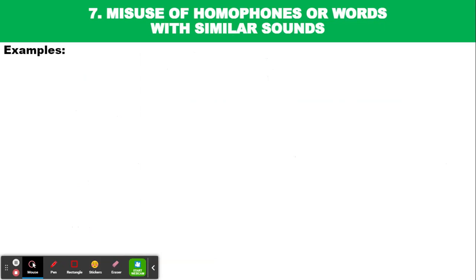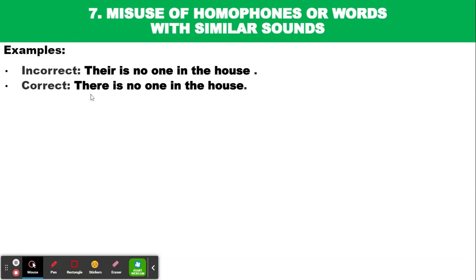misuse of homophones or words with similar sounds. For example, when you use "their", "Their is no one in the house." This is wrong because, even though it sounds similar to "there", "their" refers to ownership. So the correct thing is "there". "There is no one in the house." So some people mix these things up and it is wrong.